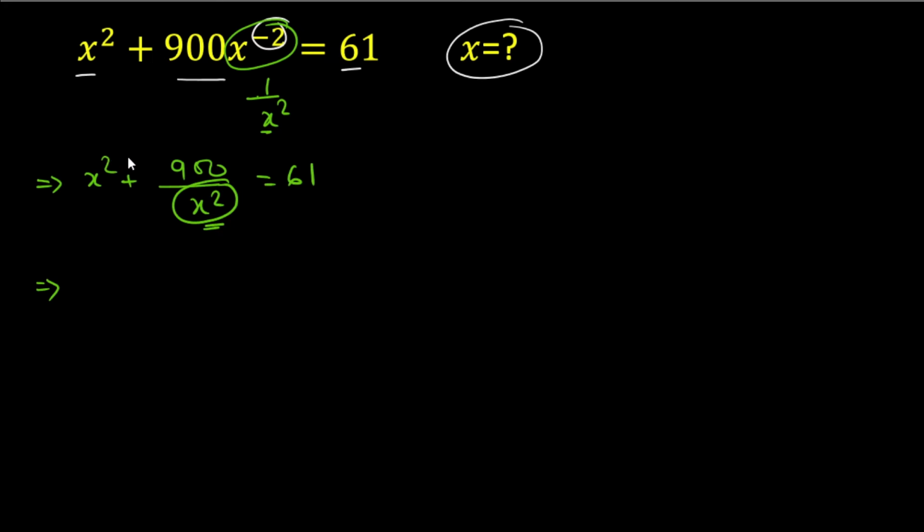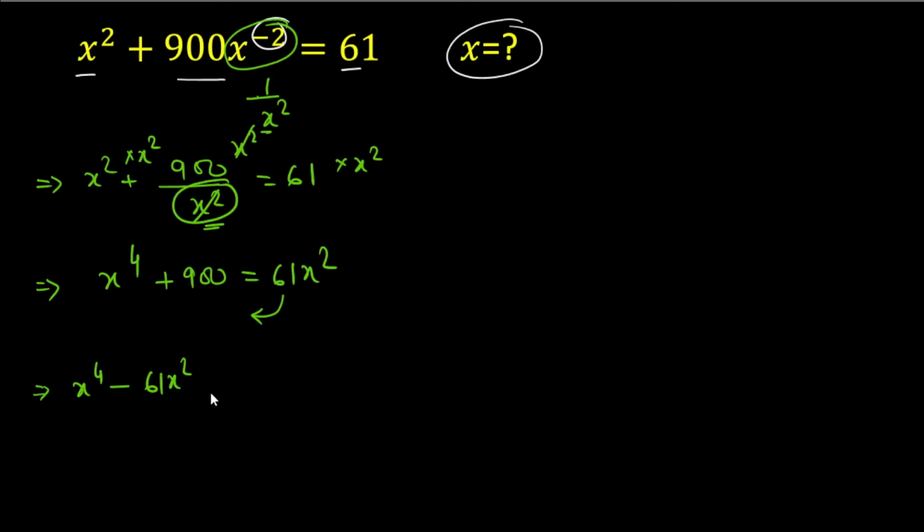So here we'll get x square times x square, which gives x raised to the power 4, and here the x square and the denominator get cancelled. So here we have only plus 900, and on the right hand side that is equal to 61 x square. Now the next step, we'll take this 61 x square to the left hand side, so we'll get x raised to the power 4, negative 61 x square, and plus 900 as it is, that is equal to 0.